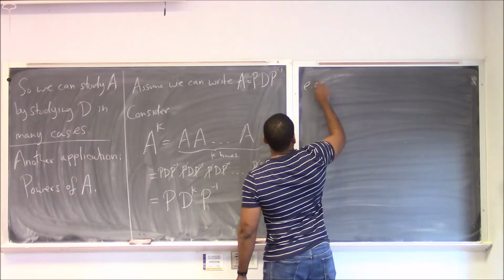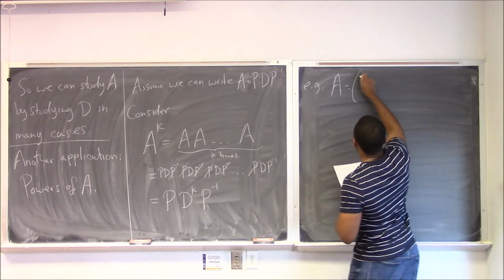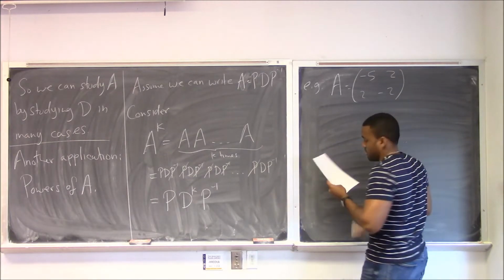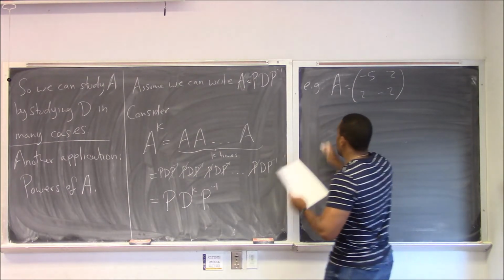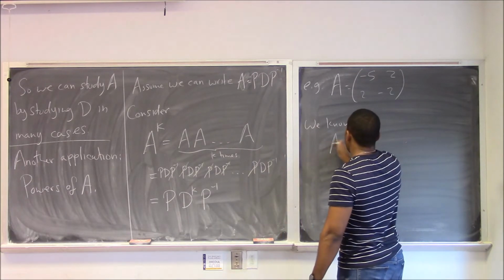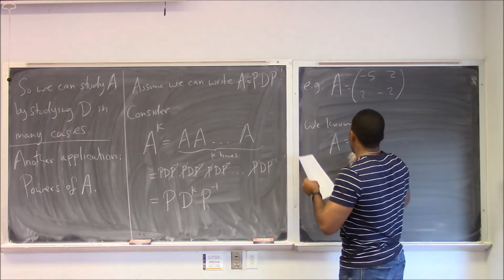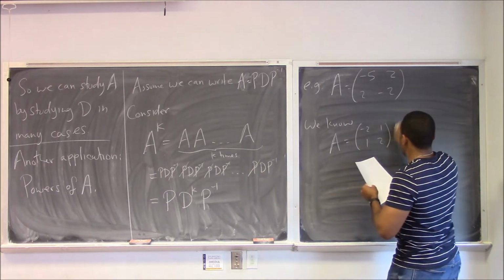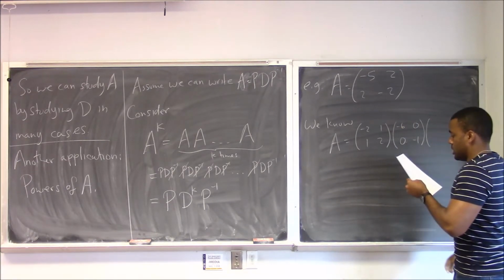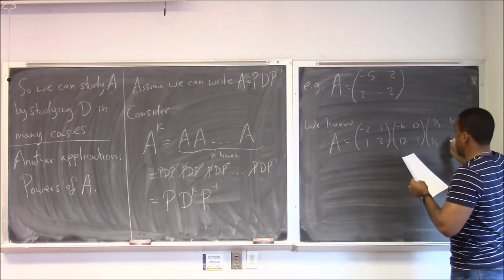So here's an example. Again, piggybacking on the last example. Let's say I gave you this guy, 5, 2, 2, minus 2. We know that A is equal to, what was the P? Minus 2, 1, 1, 2, times minus 6, 0, 0, minus 1, times minus 2 over 5, 1 over 5, 1 over 5, 2 over 5.